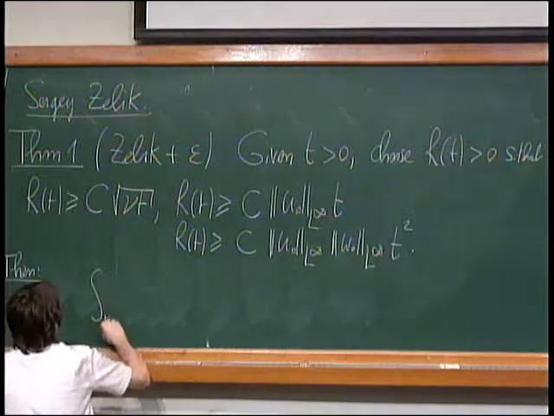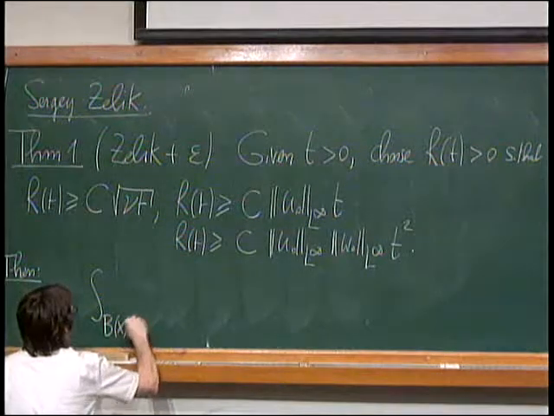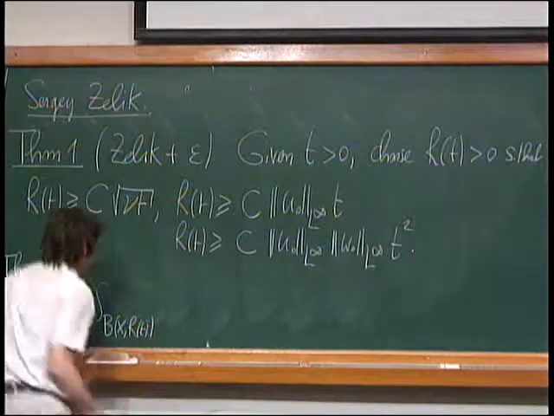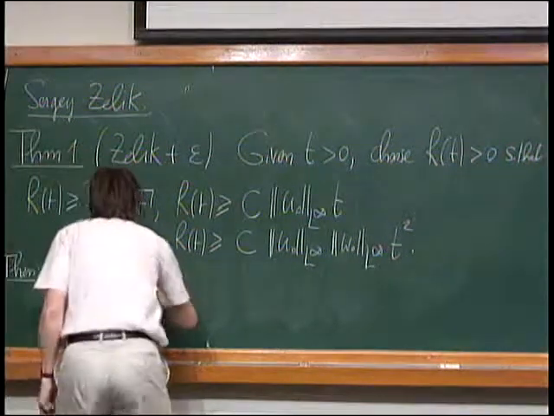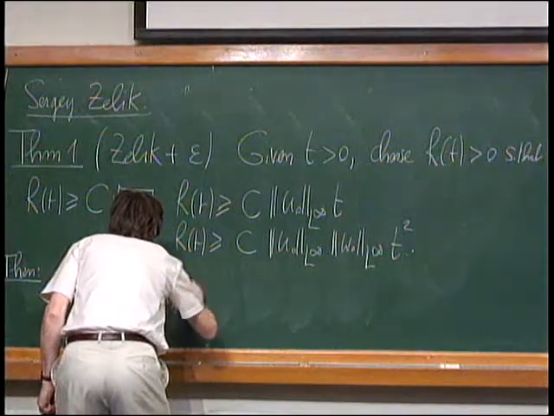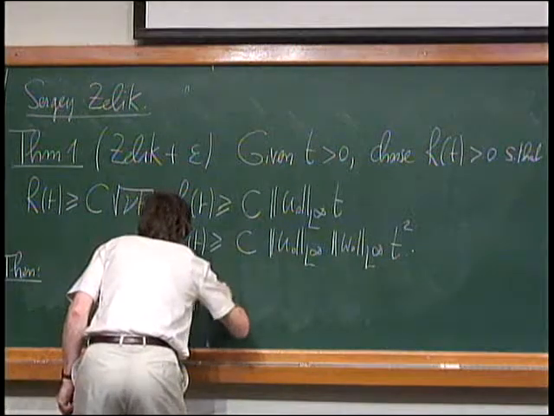So you take r of t as such, then what is known is that if I take the integral over the ball centered at x with radius r of t, and I compute here the kinetic energy, so u of y, t squared dy.